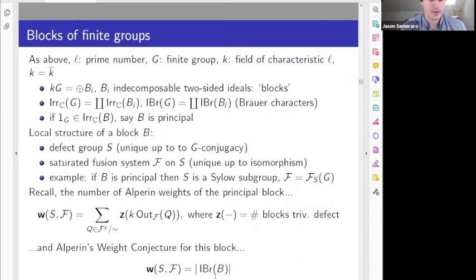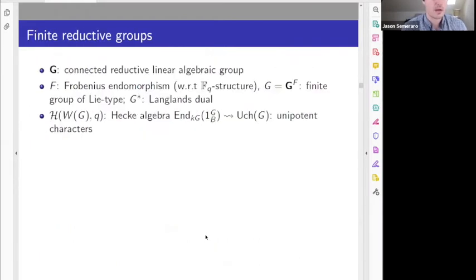Okay, so this is just a number that one can attach to an arbitrary fusion system or saturated fusion system. And the Alperin weight conjecture for the block B simply says that the number of weights should be the number of irreducible Brauer characters of the block. Okay, so this is one of the local-global conjectures which I alluded to earlier on, and it's one of the motivating things for us.